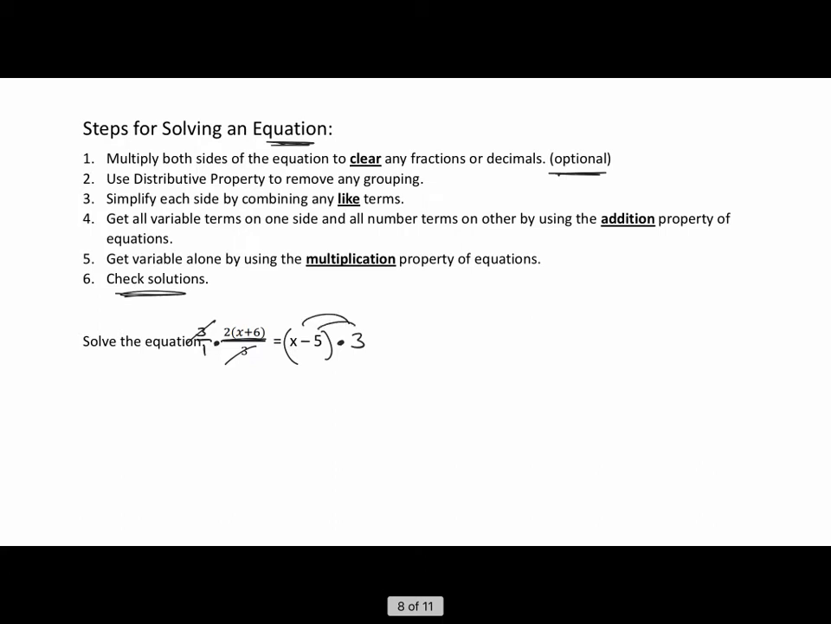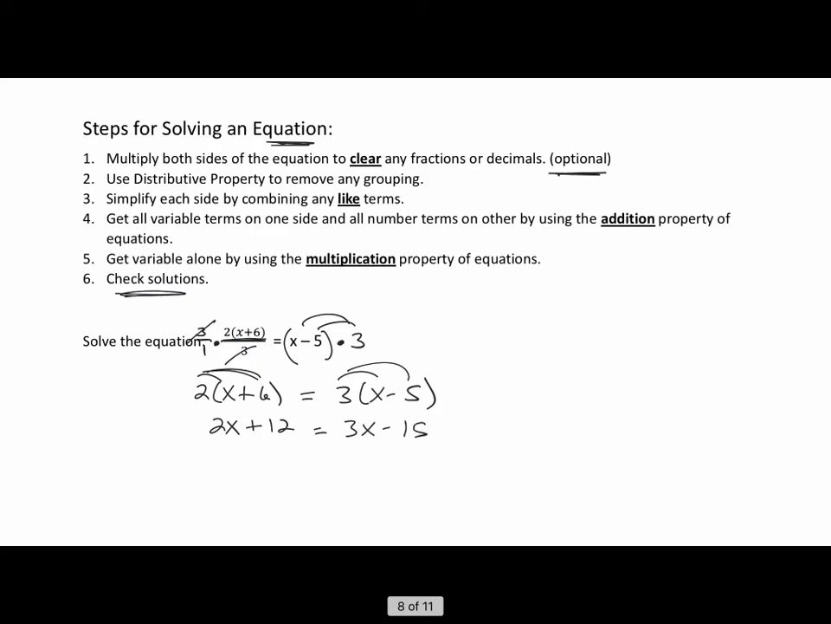Okay. So on the left side, 2 times x plus 6 equals the right side, 3 times x minus 5. And then we're going to use the distributive property to remove parentheses. So 2 times x is 2x, and 2 times 6 is 12. On the right side, 3 times x is 3x, and 3 times negative 5 is negative 15.